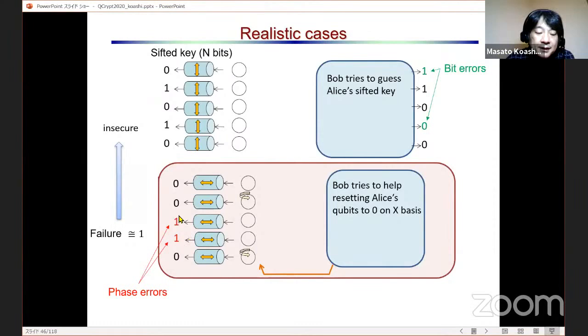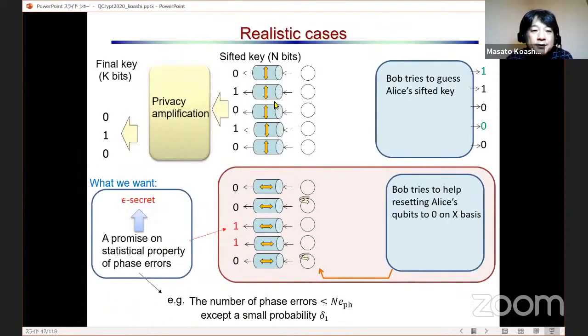So in this case, this protocol almost always fails. So this means that this key bit is insecure. So in this case, this key is not the final key. So this key is called the shifted key. And in the actual protocol, of course, we do the privacy amplification to convert bits to a smaller number of bits.